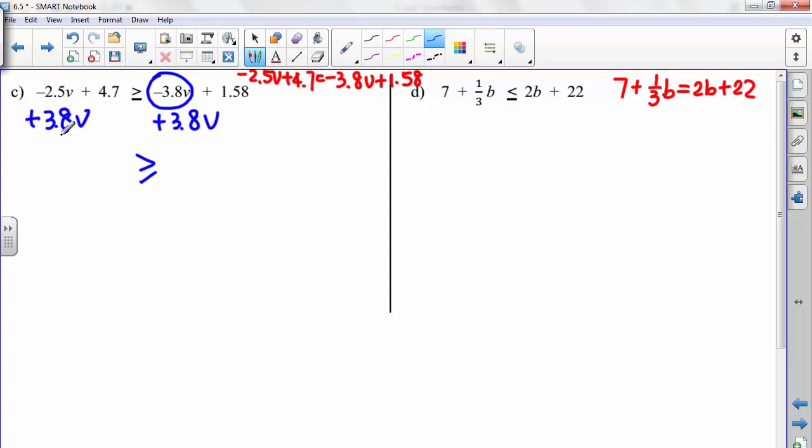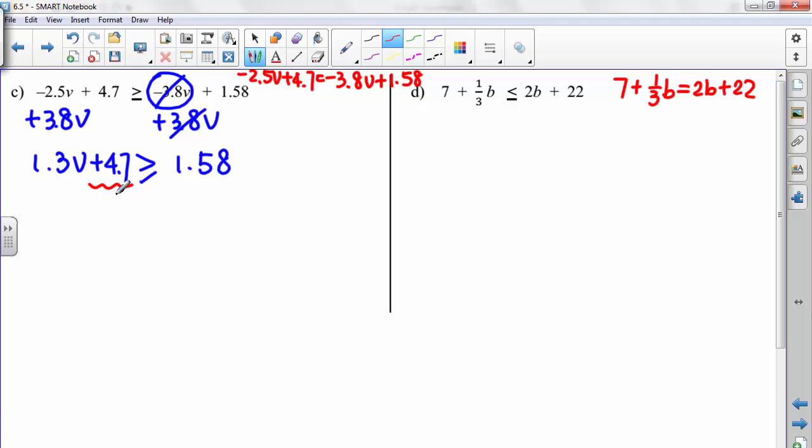So let's combine the like terms on the left side. Negative 2.5 plus 3.8, we will have positive 1.3v left. Then plus 4.7. Negative 3.8v was added to positive 3.8v, so these two got cancelled out. On the right side, I only have 1.58 left.